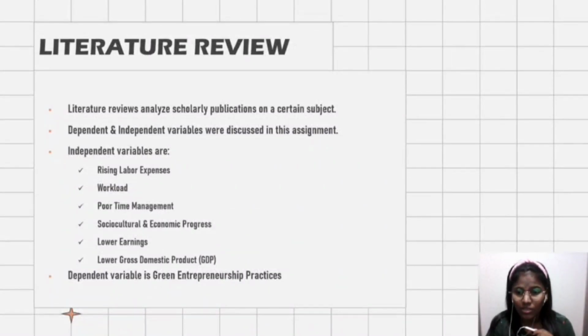Good day, I'm Punitha Balakrishnan, matric number A20A1911. Today I would like to present on the literature review for the assignment of research methodology. Literature reviews analyze scholarly publications on a certain subject. There are two types of variables, which are dependent and independent variables, discussed in this assignment.